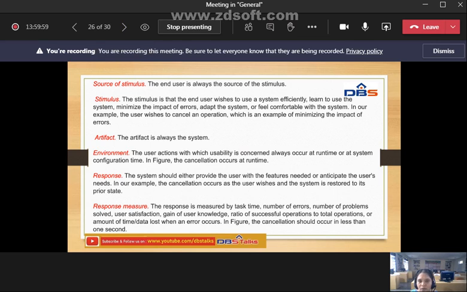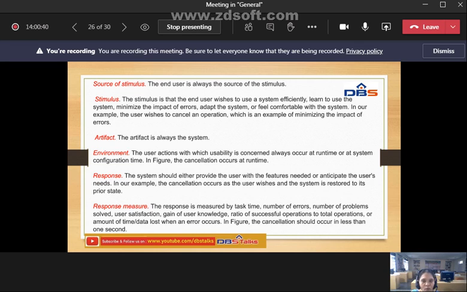Next, source of stimulus. The end user is always the source of stimulus here. The stimulus is that the end user wishes to use the system efficiently, learn to use the system, minimize the impact of errors, adapt the system, or feel comfortable with the system. When we feel it is flexible, available, and secure, definitely we will feel it is comfortable. It is a comfortable system to do the work, it gives confidence. In our example, the user wishes to cancel the operation, which is an example of minimizing the impact of errors.